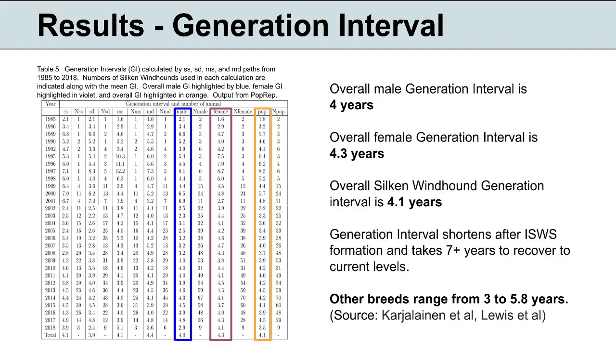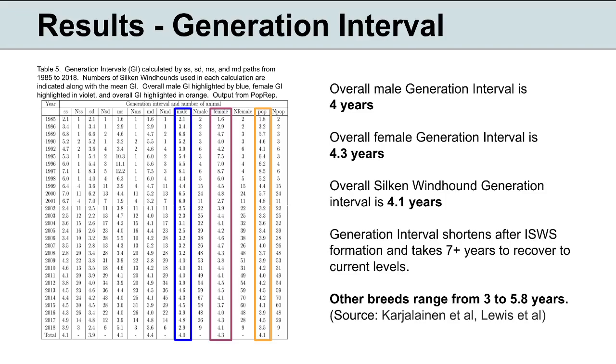And here we're looking at PopRep data. This is a really big table, but I wanted you to see that PopRep is doing the 4 paths that I mentioned on the previous slide. And it's also counting the number of dogs that were used in each of these. So in the early years before ISWS formation, there weren't a lot of dogs to use, so the numbers are not a great population in terms of having high confidence in them. But in the last 10 years, there were more dogs, so there's more confidence in this.